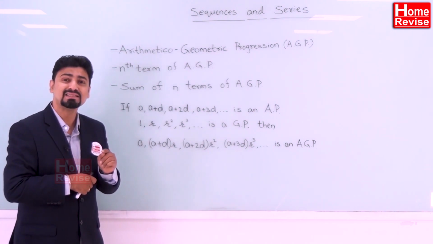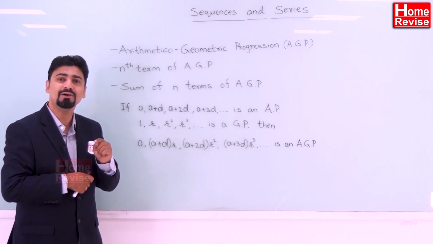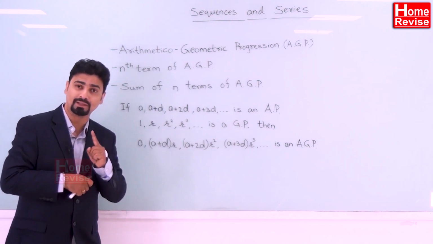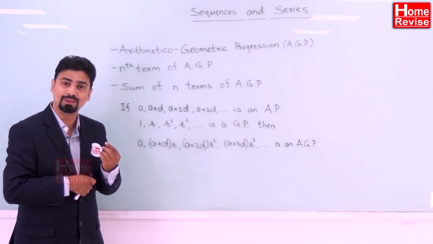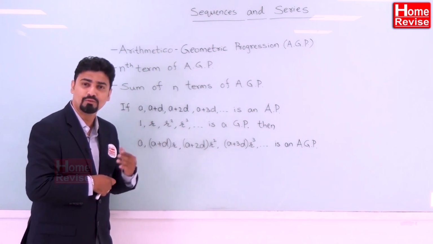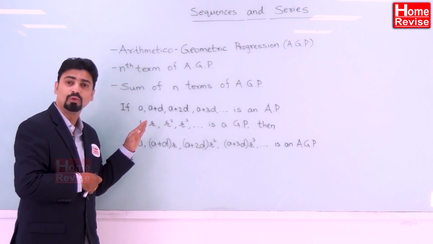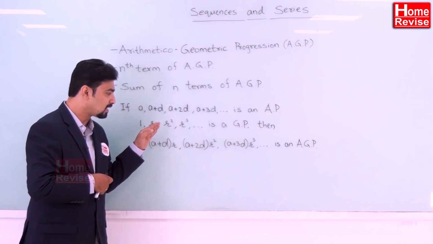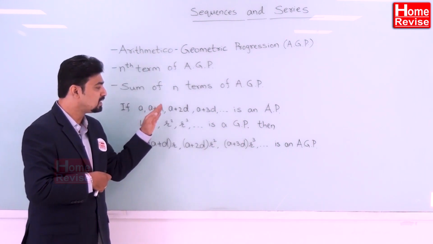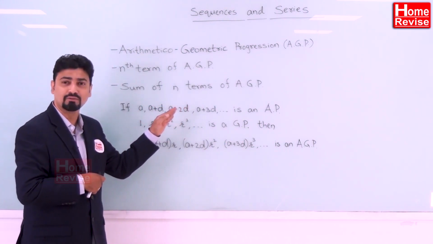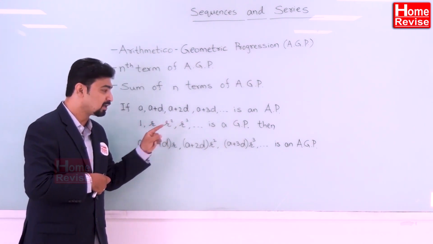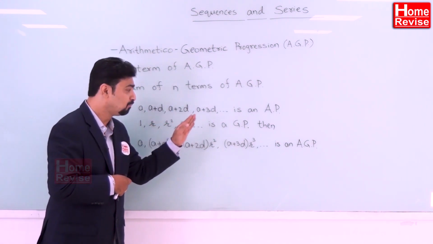Similarly, let us consider a GP. Now here we have considered the first term of the GP to be equal to 1. And the common ratio we have taken as R. So obviously our sequence of GP will be 1, 1 into R, that is R, R into R, that is R square, R cube, and so on. So A, A plus D, A plus 2D, A plus 3D are the first four terms of an AP. 1, R, R square and R cube are the first four terms of a GP.